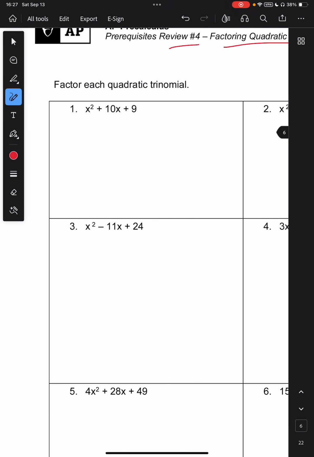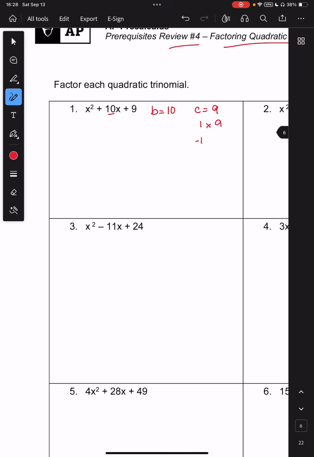So what I like to do is, if you can see it really quick, then that's great, but if you can't, that's okay too. My favorite trick is to start with our b and our c. So our b value is 10, the value before the x, and then our c is 9. So what I like to do is find a number that multiplies out to our c and adds to our b. So let's see what numbers multiply out to 9.